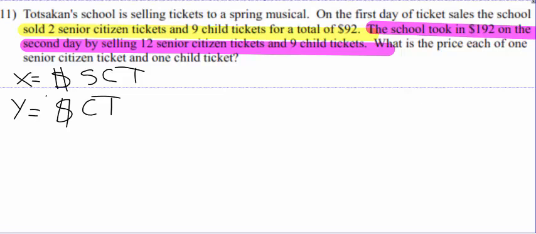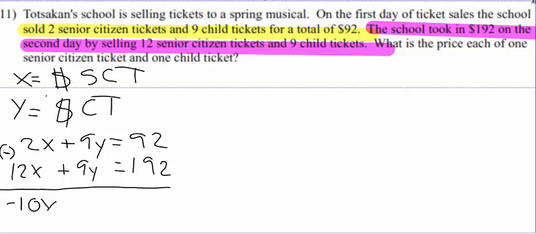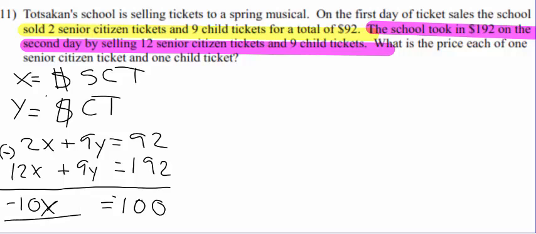All right, so we're going to go through and write this. So the yellow I highlighted says we sold 2 senior citizen tickets and 9 children tickets for a total of $92. And then the purple I've got highlighted there says that, well, we made $192 by selling 12 senior citizen tickets and 9 children tickets. So if we look at this, notice if we subtract these two, the y's will disappear. So I'm going to go 2 minus 12x is negative 10x. Oh, wow, this one's really easy. And then 92 minus 192 is negative 100. So now I got to divide both sides by negative 10, and I get x equals 10.